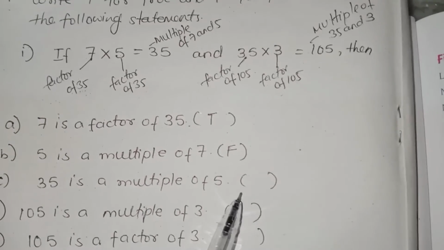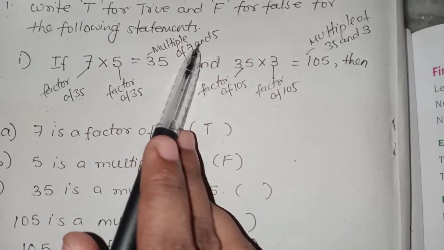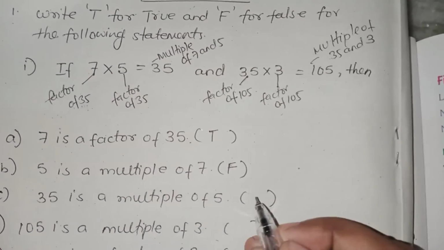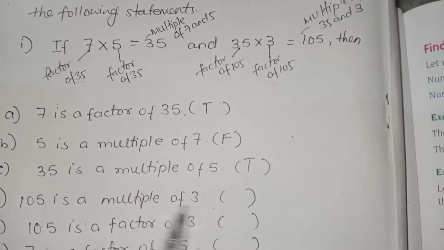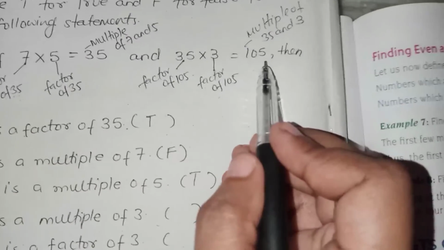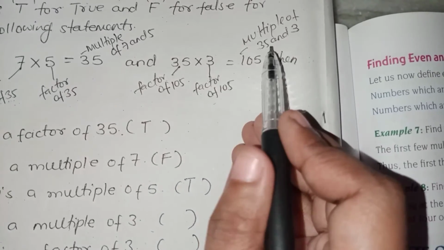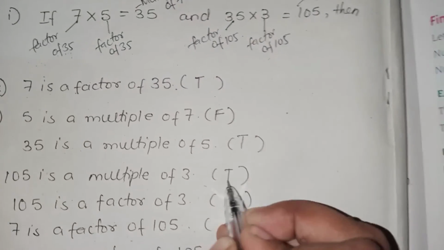Now see. C. 35 is a multiple of 5. 35 is a multiple of 7 and 5. Yes, it is a multiple of 5. 5 7s are 35. So it is true. Now D. 105 is a multiple of 3. Now 105 is where? Here. Okay. So is this a multiple of 3? Yes. 105 is a multiple of 35 also and of 3 also. That means this is also true.